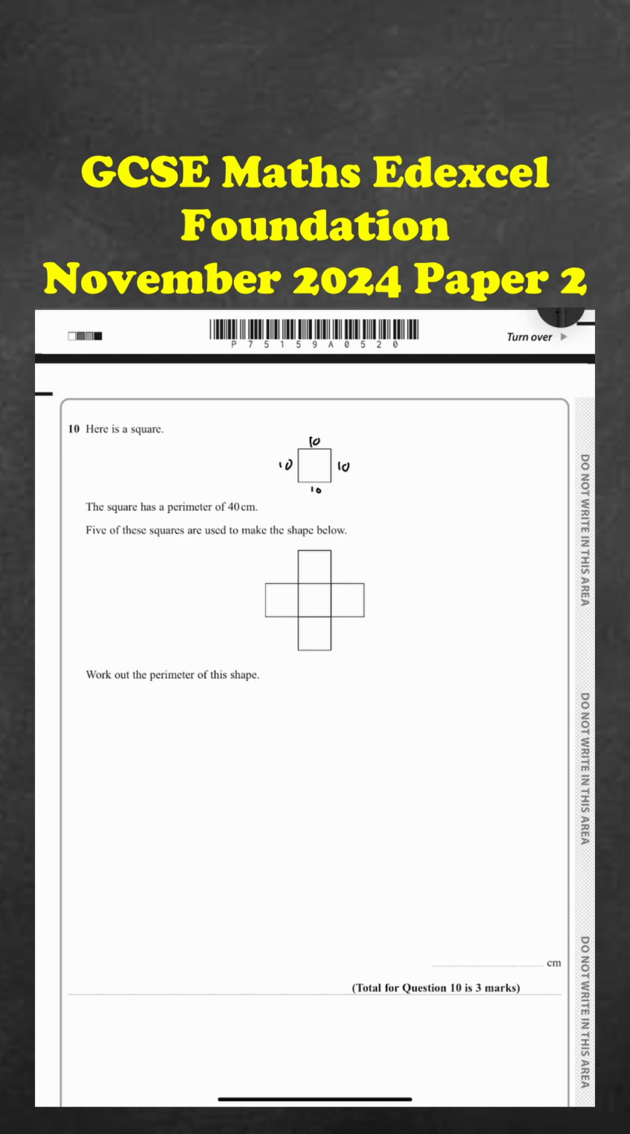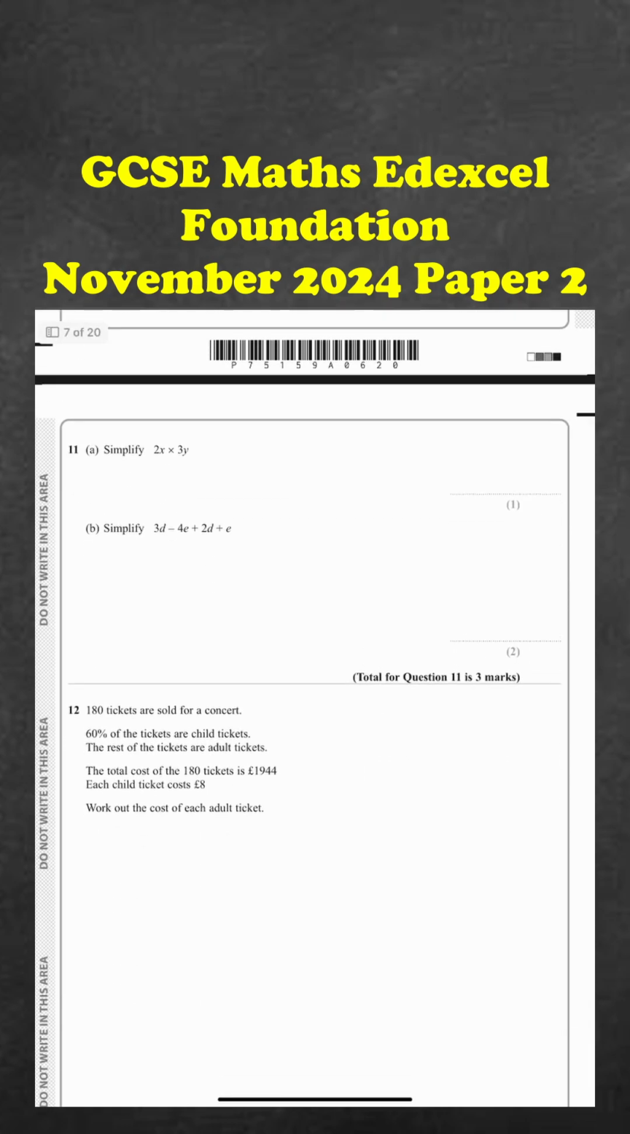So the perimeter of this shape, I'm just going to make it really easy for myself and just write 10 along the edge of the shape and then count them up. So we have 1, 2, 3, 4, 5, 6, 7, 8, 9, 10, 11, 12 times 10. So our answer is 120 centimetres.